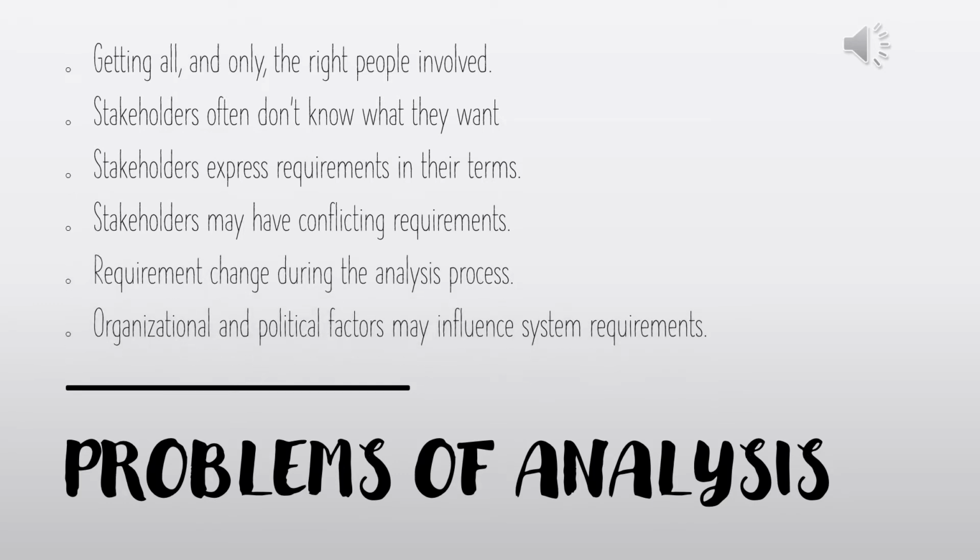Problems of analysis. Getting all and only the right people involved. Stakeholders often don't know what they want. Stakeholders express requirements in their own terms. Stakeholders may have conflicting requirements. Requirements change during the analysis process. Organizational and political factors may influence system requirements.